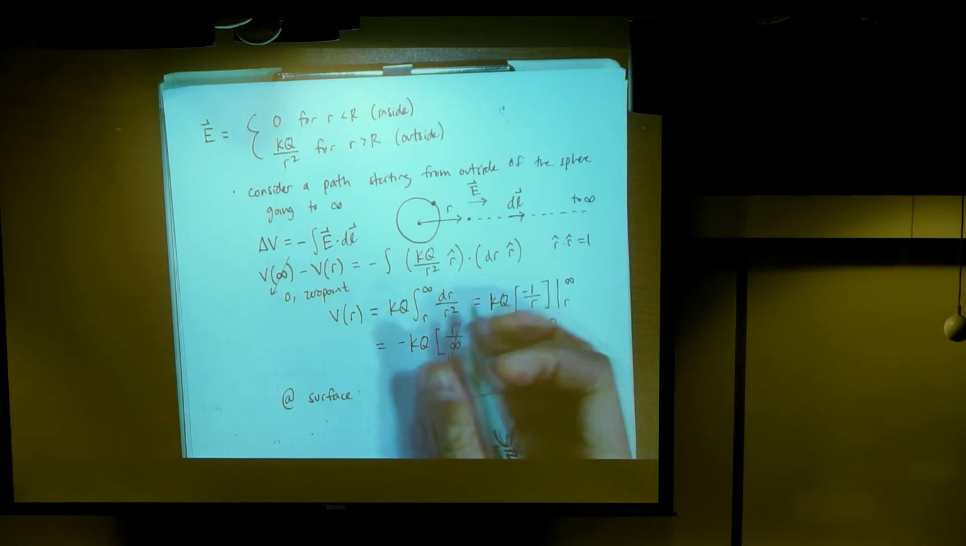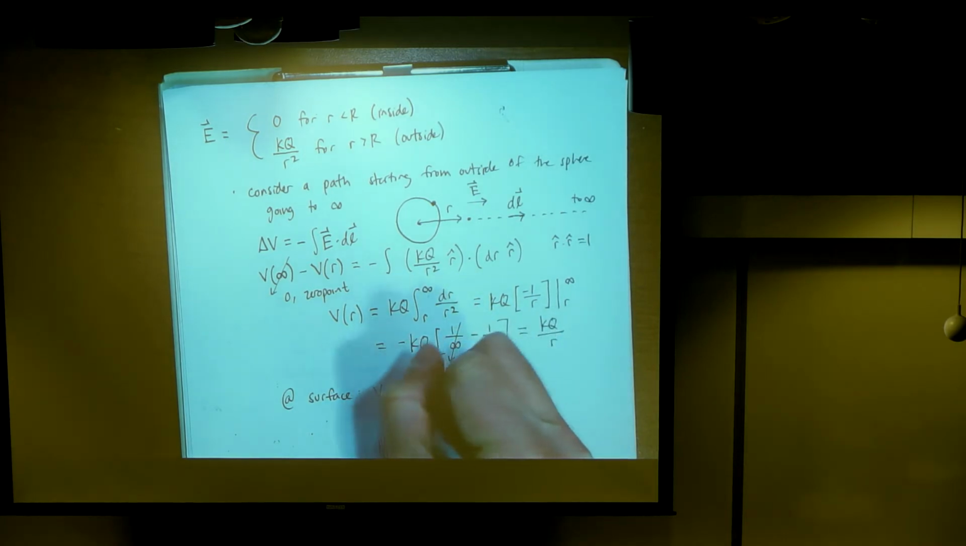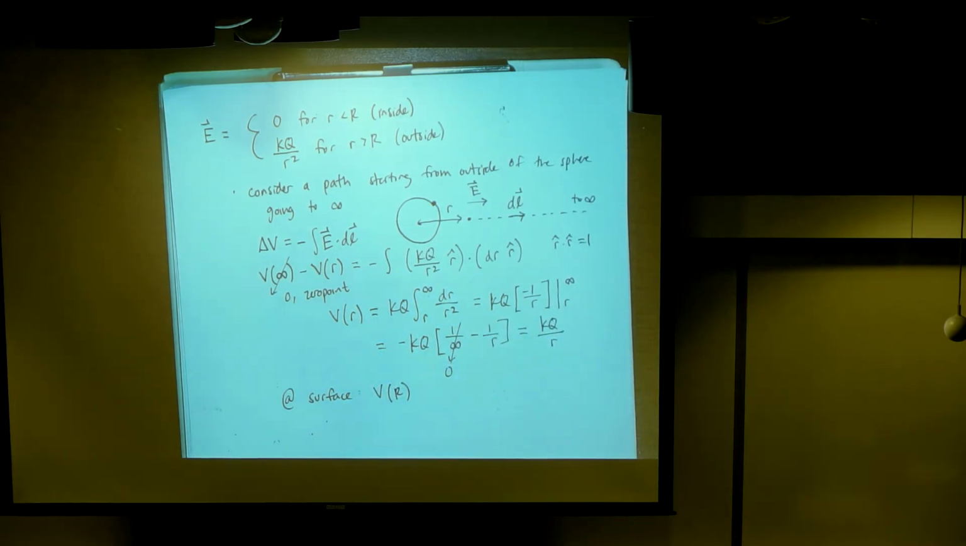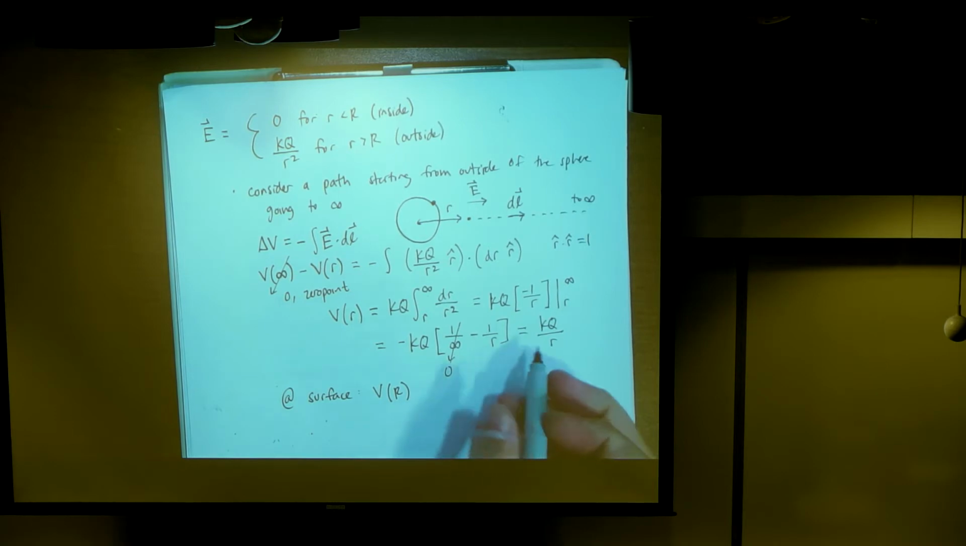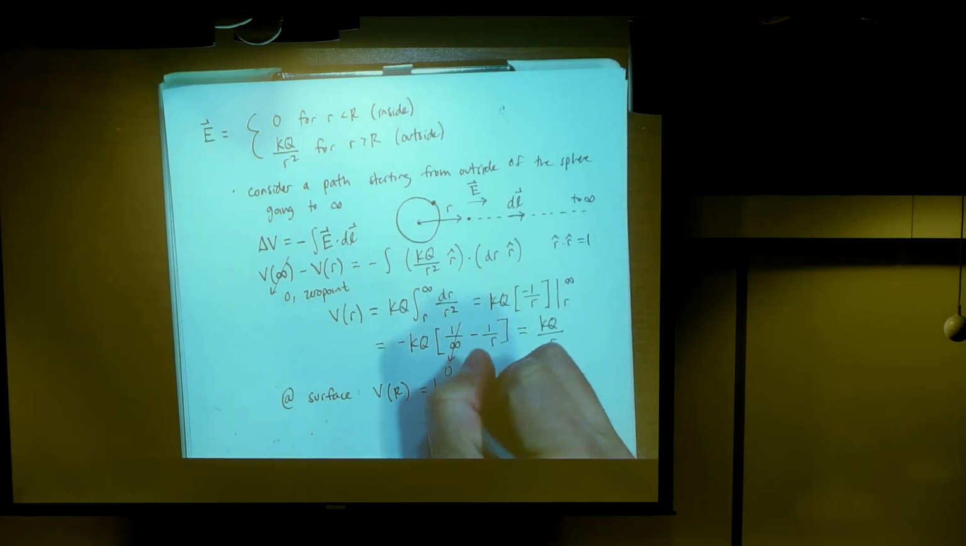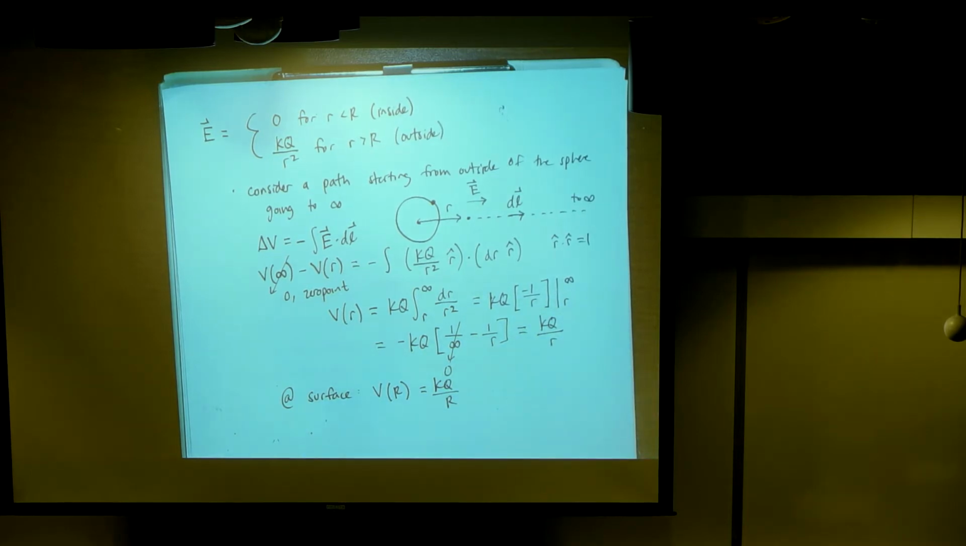So at the surface of the sphere, I'm going to plug in big R for my radius. And it's pretty simple what we get. k, Q divided by big R, okay?